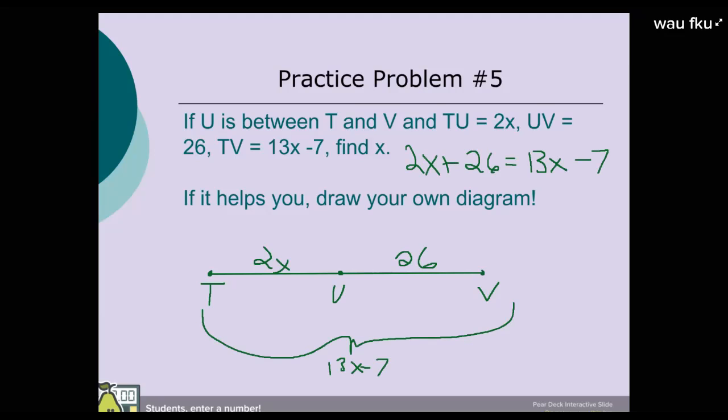Now I'm going to check both sides. There's no like terms. And now I want to get all the things on one side. So minus 13x to both sides. That gives me negative 11x plus 26 equals negative 7. Then I subtract 26 from both sides. And negative 11x is negative 33. Divide by negative 11. And you should have gotten x equals 3.